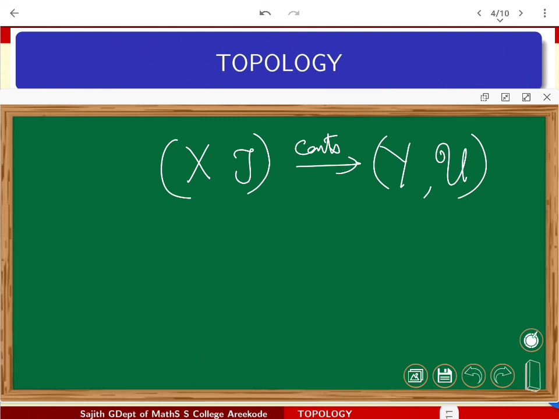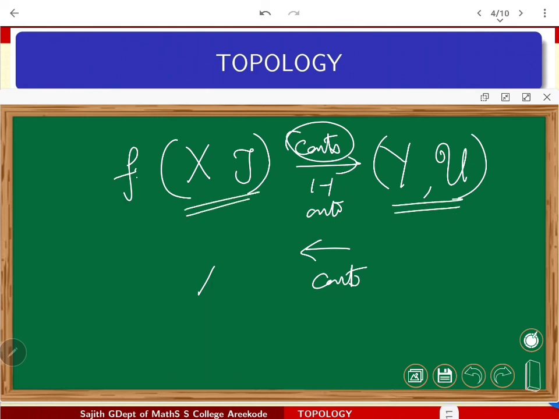So how will you define that? We need X and Y to be topological spaces, and a function f from X to Y which is a bijection, and it is continuous, and the inverse is also continuous. Then X and Y are topologically equivalent. That is how we formally define the equivalence, and we call it by the terminology homeomorphism.